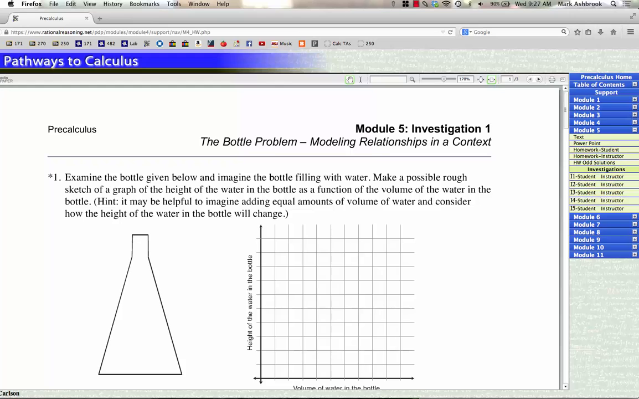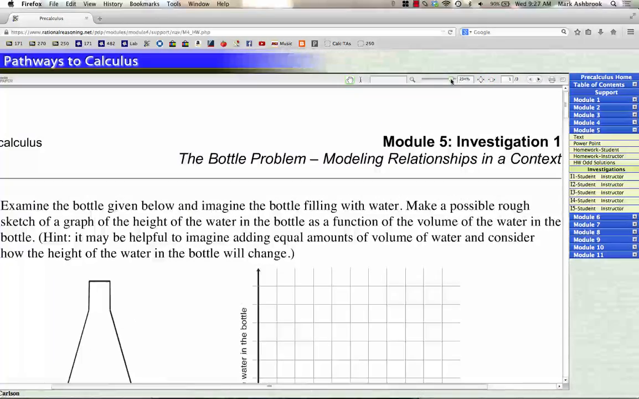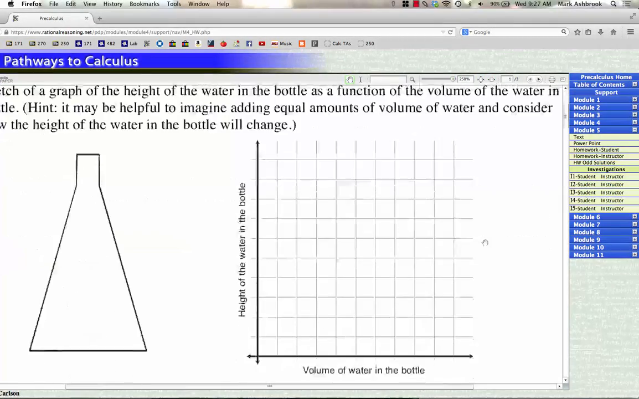So volume is our input or our independent quantity, and they've labeled the axis for you there. Then the dependent quantity is like our output. It's like our y-axis. That's the height of water in the bottle. Okay, so independent is volume of water, dependent is height of the water, and then what do we do next?